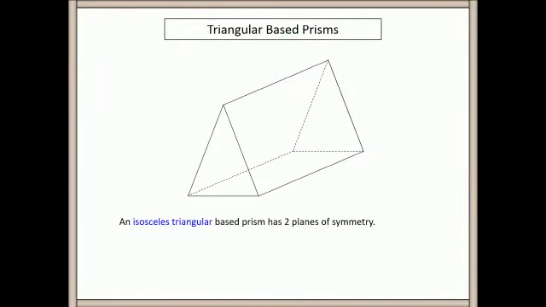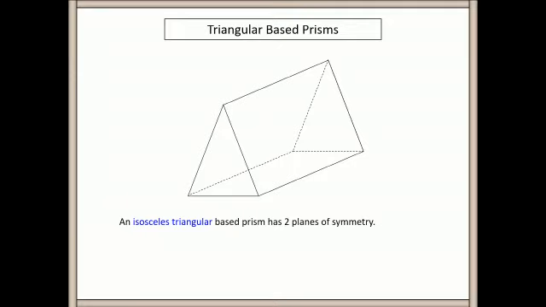Okay, so the first one was cuboid, the second one was square based prism, the third one was cube. Okay, so next one is a triangle based prism, triangular prism. We have here two types of triangular prism. First one is isosceles triangular prism. Second one is equilateral triangular prism.